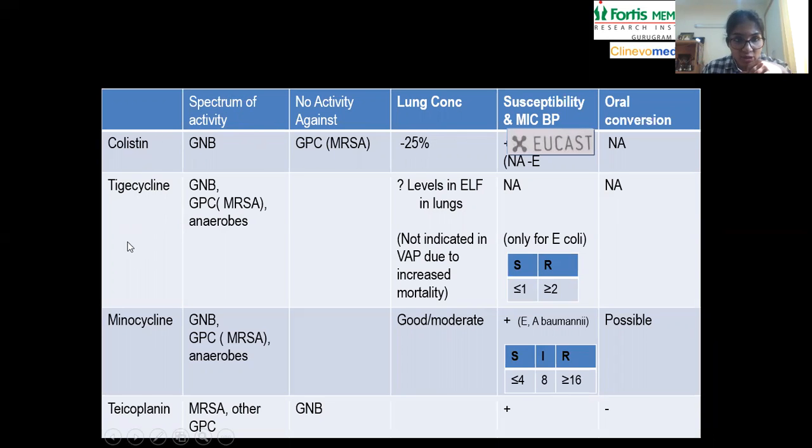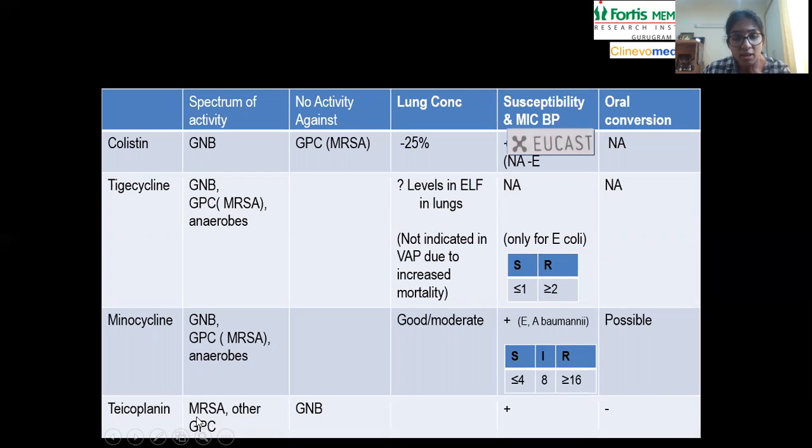We looked into the spectrum of activity of each of these antibiotics, and looked into the lung concentration because that is the site of infection, the various susceptibility breakpoints, as well as the possibility of oral conversion. Colistin has activity only against the gram negatives. So it will have activity against the Klebsiella pneumoniae, but no activity against the MRSA, right? Tigecycline is a broad spectrum antibiotic which has activity against the gram negatives, gram positives, MRSA, it's static, and also against the anaerobes. Similarly, minocycline also has activity against gram negatives, gram positives, as well as the anaerobes.